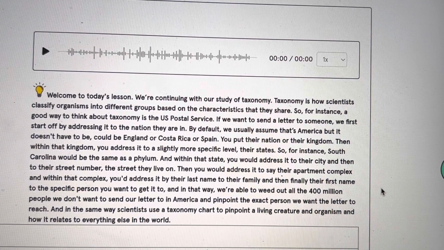Welcome to today's lesson. We are continuing with our study of taxonomy. Taxonomy is how scientists classify organisms into different groups based on the characteristics that they share.